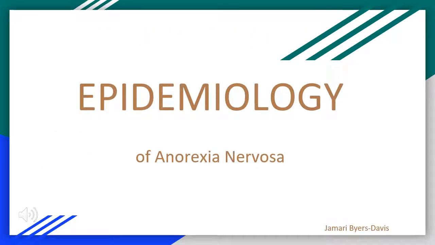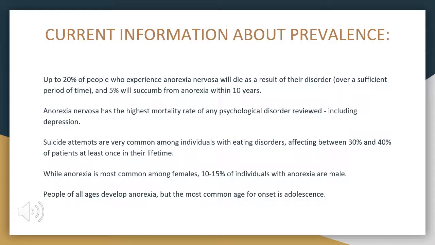Hello everyone, my name is Jamari Byers-Davis and I am here to discuss the epidemiology and etiology of anorexia nervosa. Current information about the prevalence of anorexia nervosa: up to 20% of people who experience anorexia nervosa will die as a result of their disorder over a sufficient period of time, and 5% of those will succumb from anorexia within 10 years.